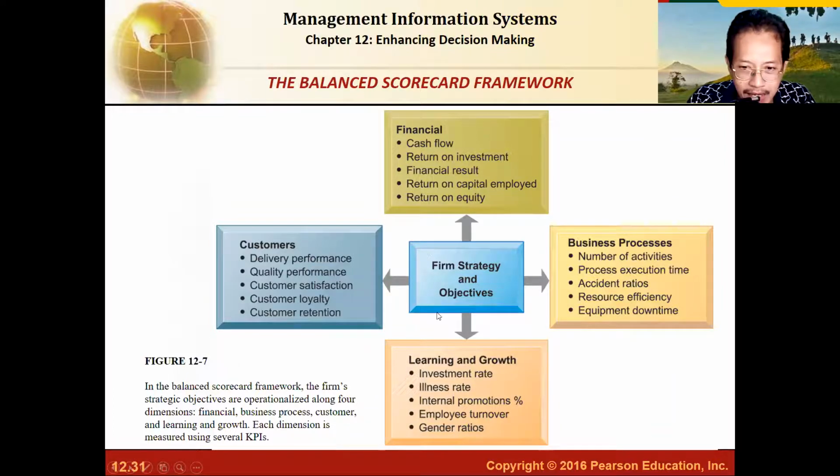So the company would be measuring the performance based on, of course, finance, and you have five items here in finance, but also in business processes, you have another five, the number of activities, the accident ratio, and so on. About customers, you have another five. This is an example. It might be more or less than five. Okay, customers, about delivery, about quality, and so on. Even about how the employees, your workers, learn from their mistakes as well, about the illness rate of the employees, about turnover, how quickly do employees get fired or go out of the company, for instance, and so on. So it becomes a more integrated and a more comprehensive view of the company.